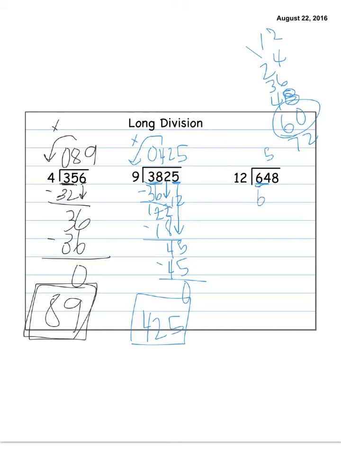5 times 12 equals 60. We have to find out how much is left over. 4 minus 0 equals 4. 6 minus 6 is 0.